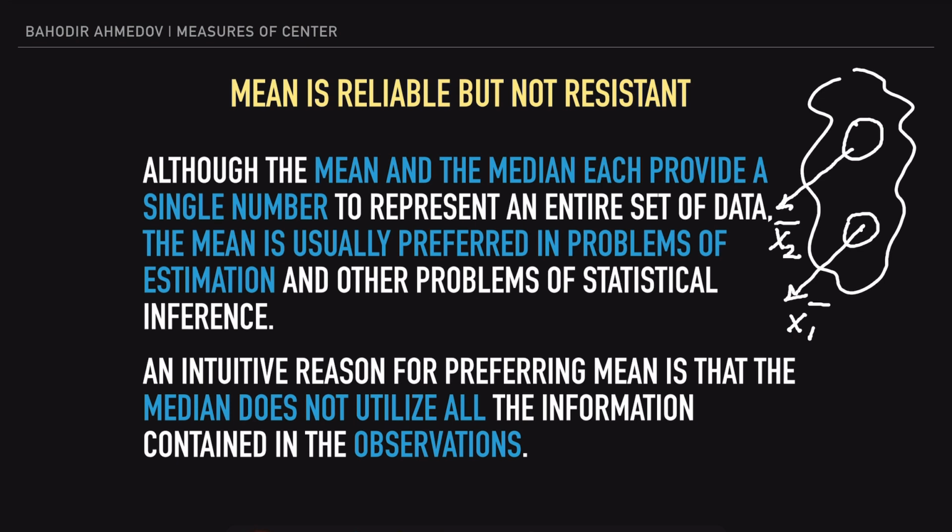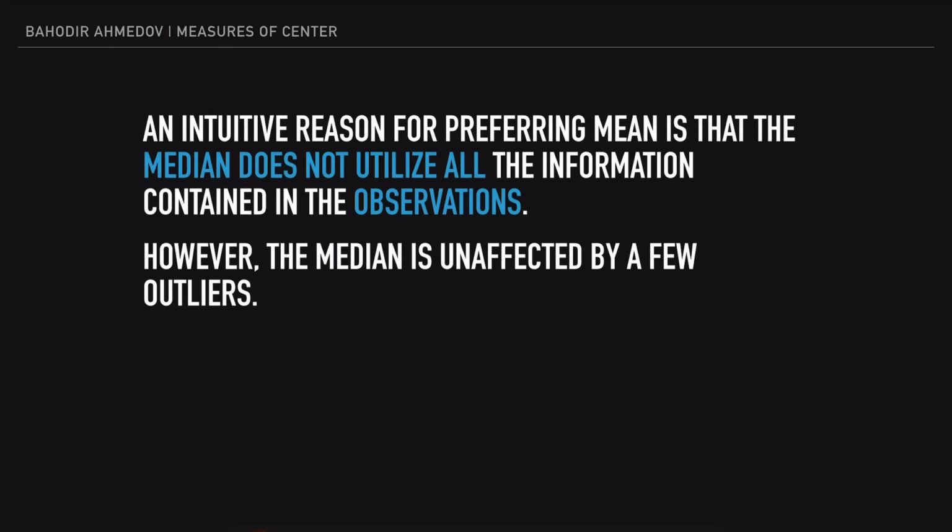But it is not resistant, and in this case I mean that it is not resistant to outliers. So if you include outliers in your sample, then the value of the mean is going to change dramatically, while the median is more resistant to outliers. The value of the median is not going to change if you include outliers in your set.